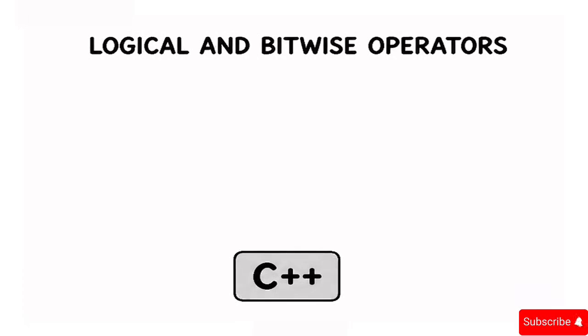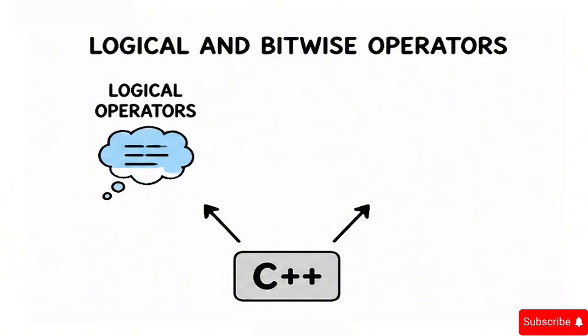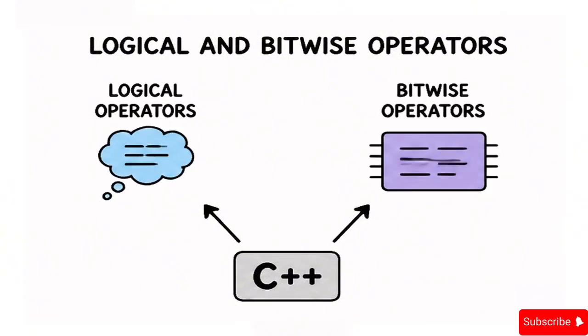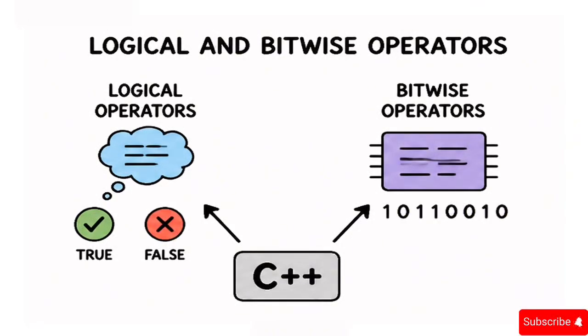In C++, operators help us make decisions and manipulate data. Two important groups are logical operators and bitwise operators. Logical operators work on true and false values. Bitwise operators work directly on the bits inside numbers.